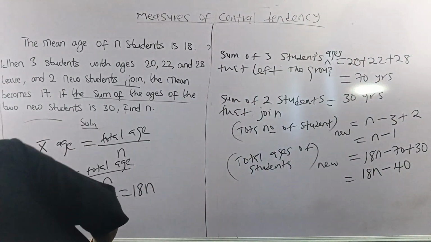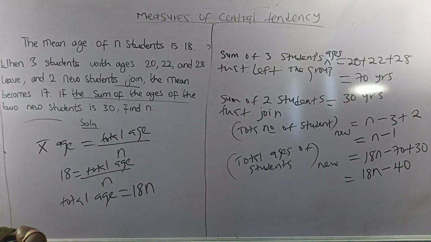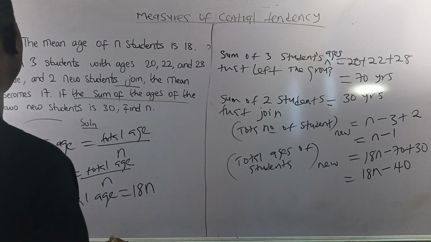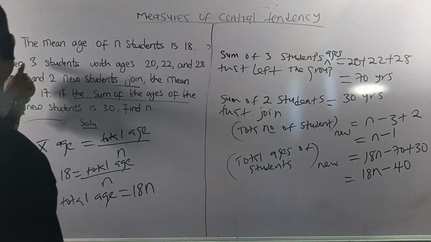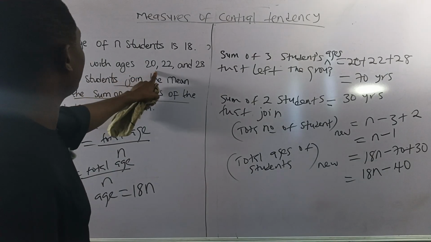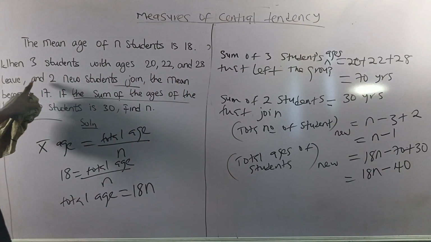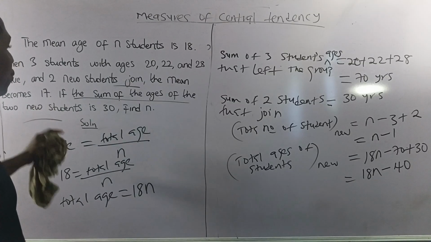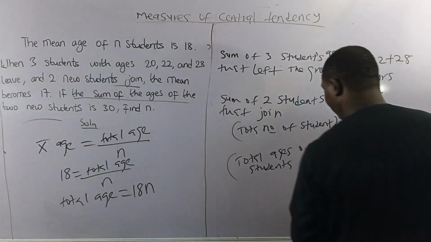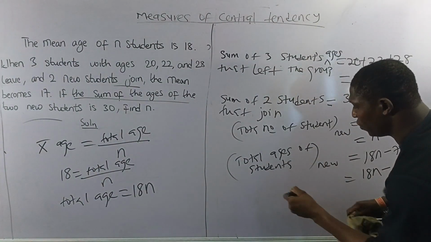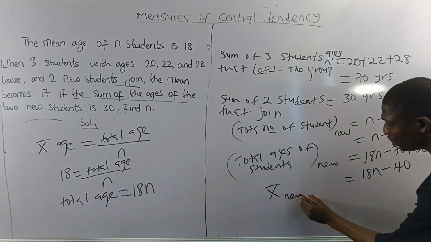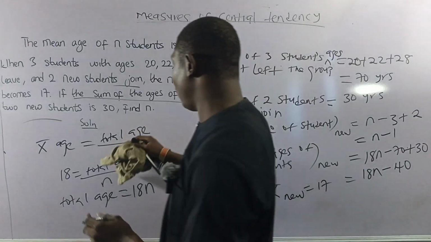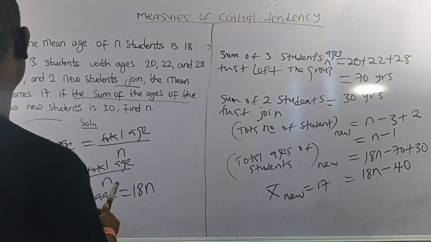Now, we're also given the new. When 3 students with ages 20, 22, and 28 leave, and 2 new students join, the mean becomes 17. So I have my new mean. So S bar subscript new, which is the new mean, is equal to 17. Now we are asked to look for the value of N. Now how can we get our N?